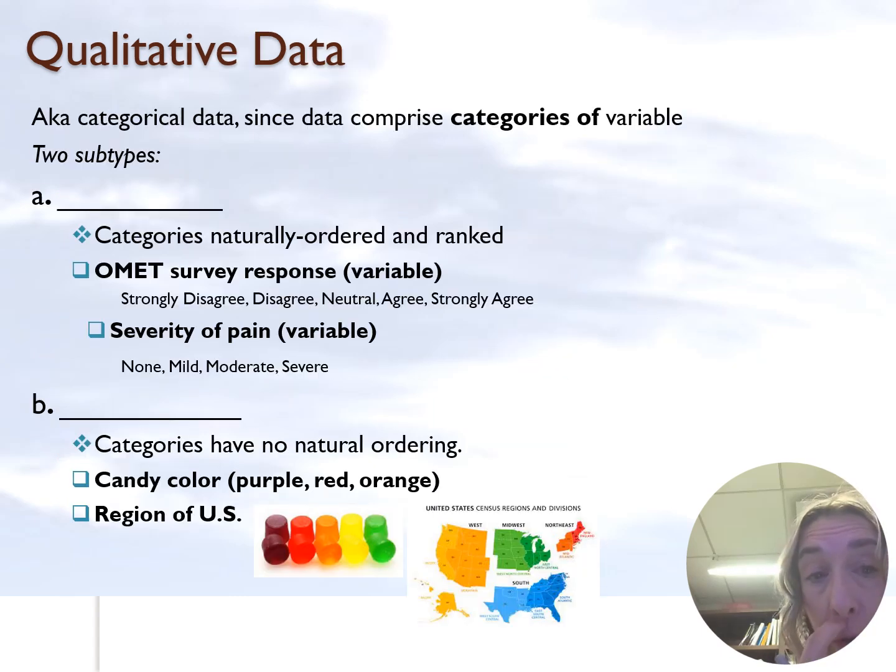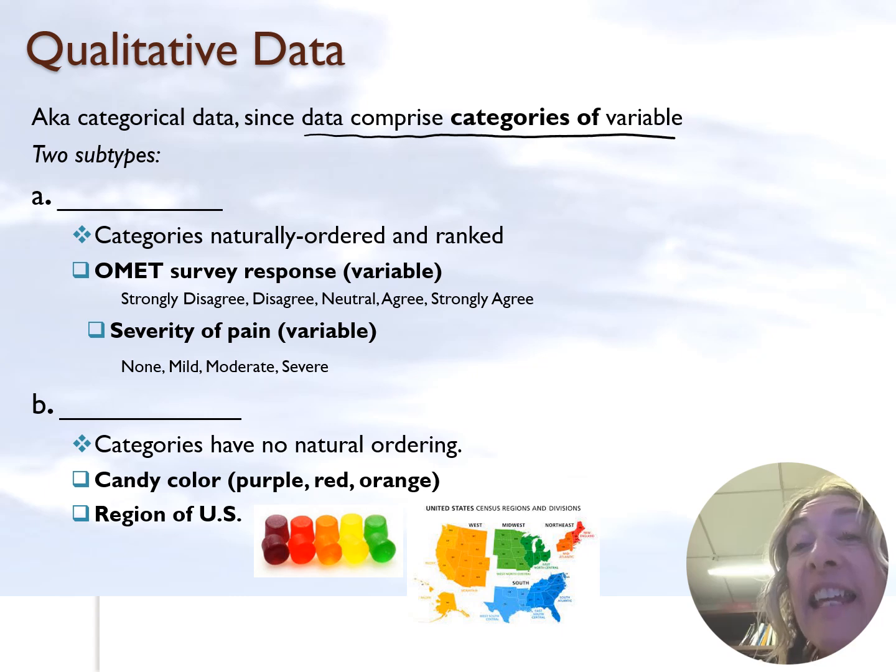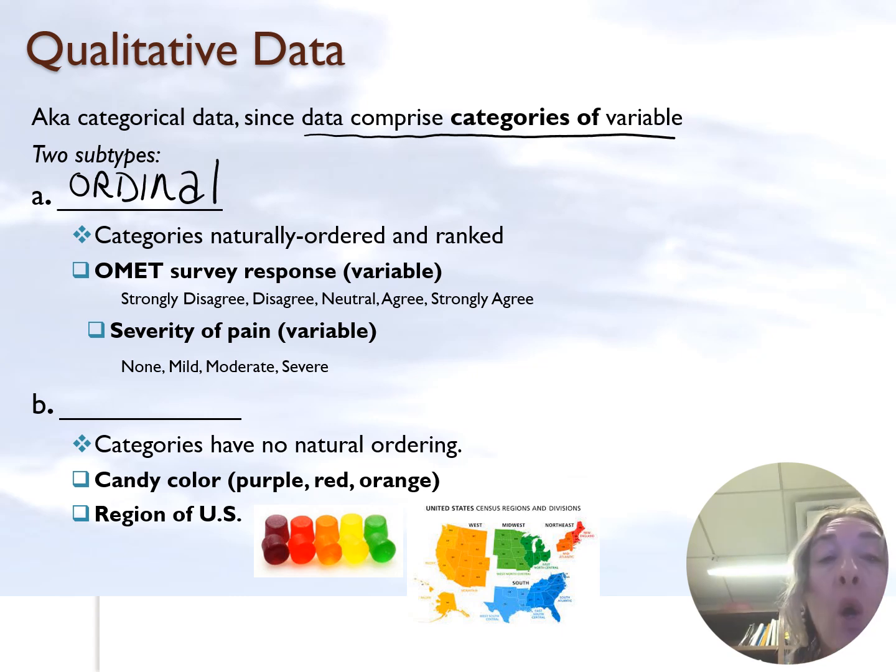Qualitative data, also known as categorical data. And this is because with qualitative data, the data comprise categories of a variable, which you'll see what we mean in a minute. There are two subtypes of qualitative data. The first is ordinal qualitative data. With ordinal data, the categories are naturally ordered and ranked. So what do we mean by that?